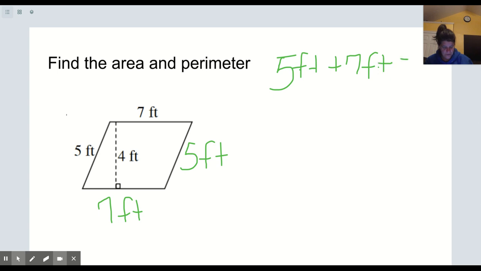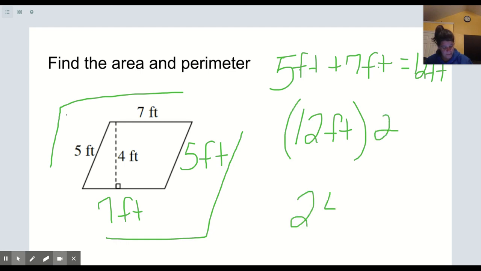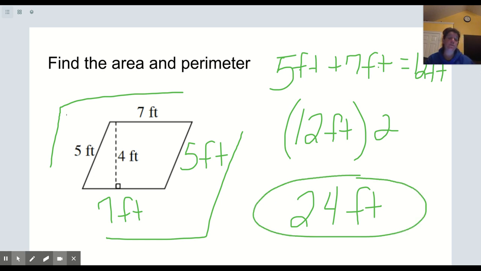which equals 12 feet. And then I can see that I've got, so I just did this 5 and this 7. And then I can see the same thing happens here. I've got a 5 and a 7. So I can say at this point, 12 feet. And I know that that's going to happen twice. So I'm going to multiply that by 2 to get a final perimeter of 24 feet. So the perimeter of this parallelogram was 24 feet.